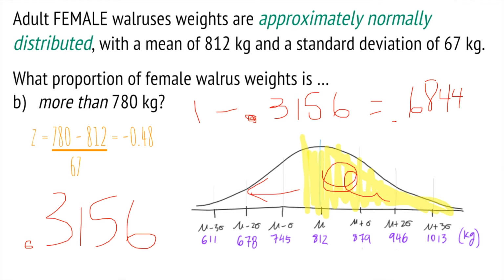You could also think of it as 100% minus the percent, 31.56%. And that would give me 0.6844 or 68.44% of walruses weigh more than 780 kilograms.